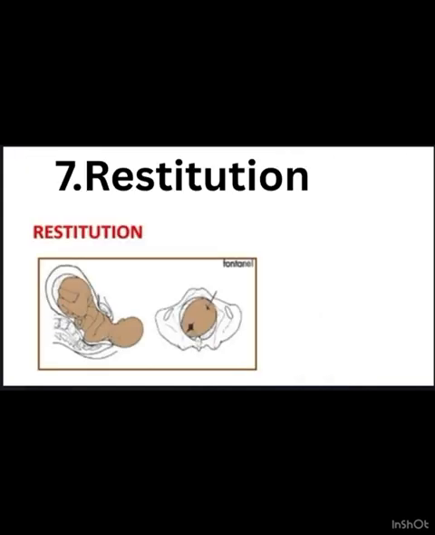So, seventh is restitution. It is a visible passive movement of the head due to untwisting of the neck that occurred during internal rotation of the head. In this step, the occiput moves 1/8 of the circle towards the side from which it started. So, in restitution, the head returns to its normal position. After the head comes out, it slightly turns back to its original position. This happens because of neck untwisting. In simple words, the baby's head turns back to normal after coming out.